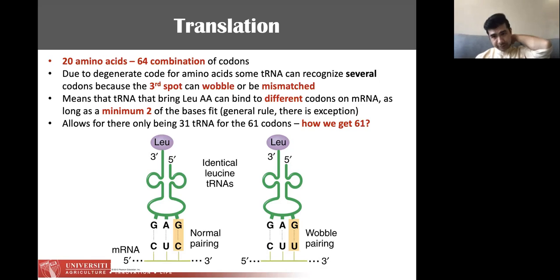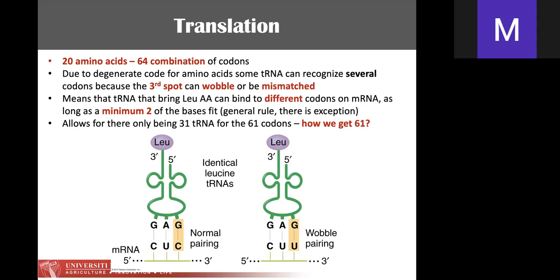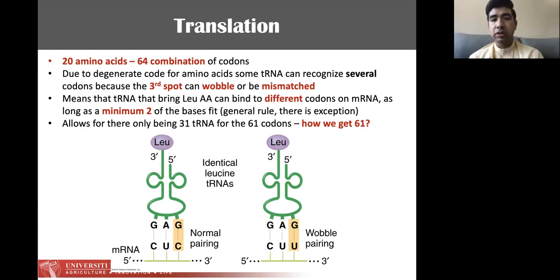Any idea? Is it maybe because we would need to use fewer tRNAs? Yeah, kind of. So if you look at the number, we only have 31 tRNA. We don't have 61 codons. We don't have 61 tRNA, right?